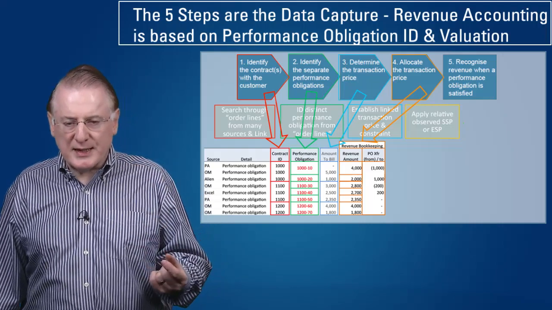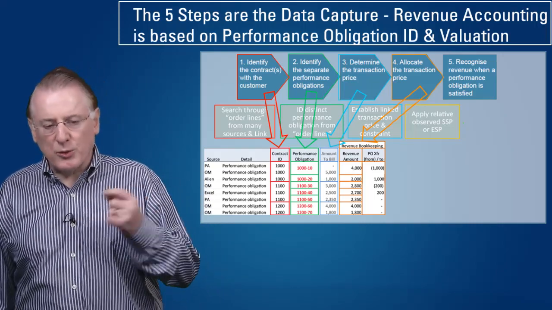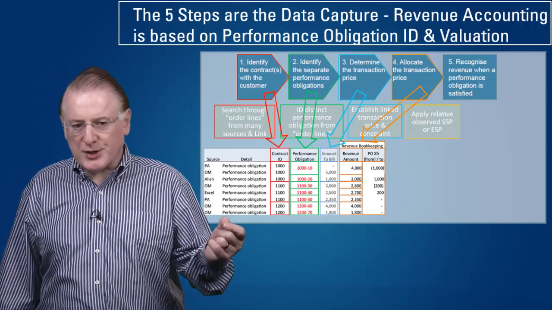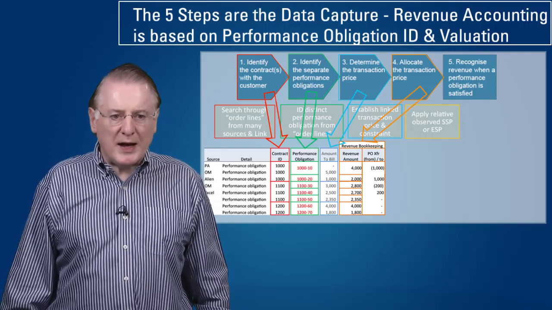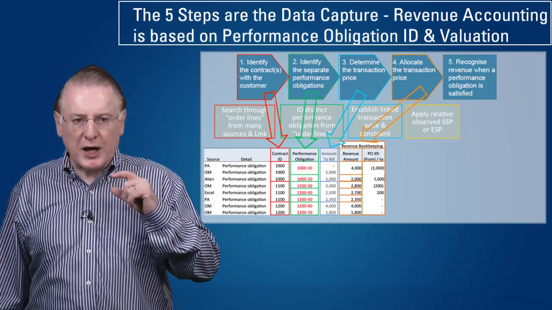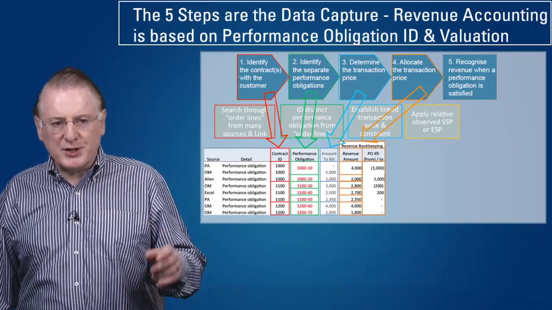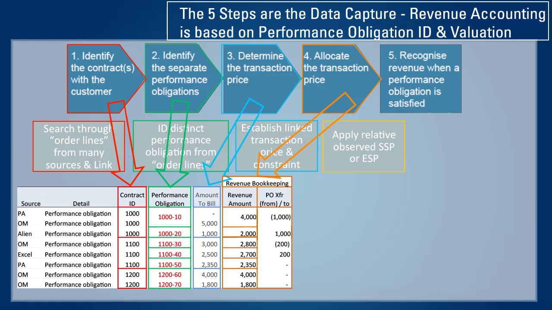Is it signed by the same sales guy? Is it signed within a week of each other? Are they between your subs and my subs? How related are they? And I've identified that the first 3 lines are one contract, even though one's in projects, one's in OM, and the other is an alien import. And the second 3 lines are also in one contract. And I've given each of these contracts a number, 1,000, 1,100, 1,200. So I've identified the contract, step 1.